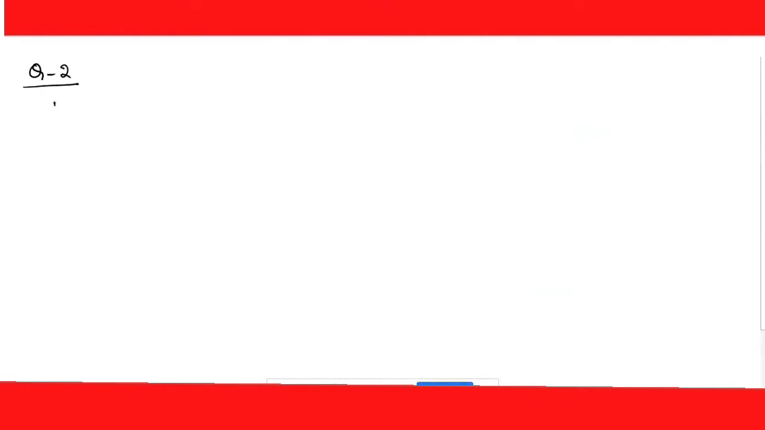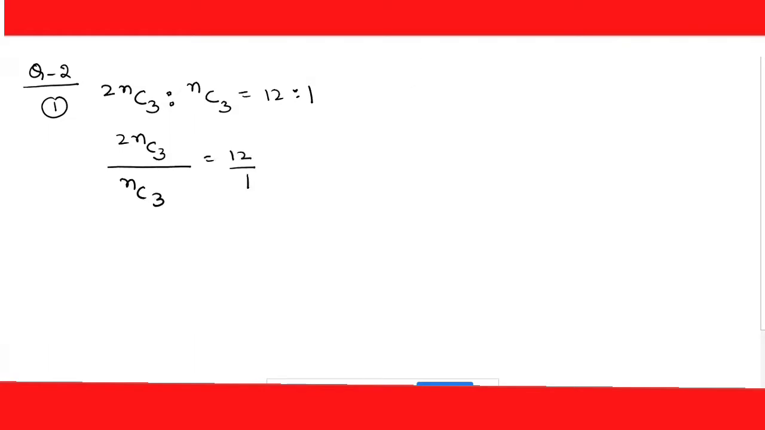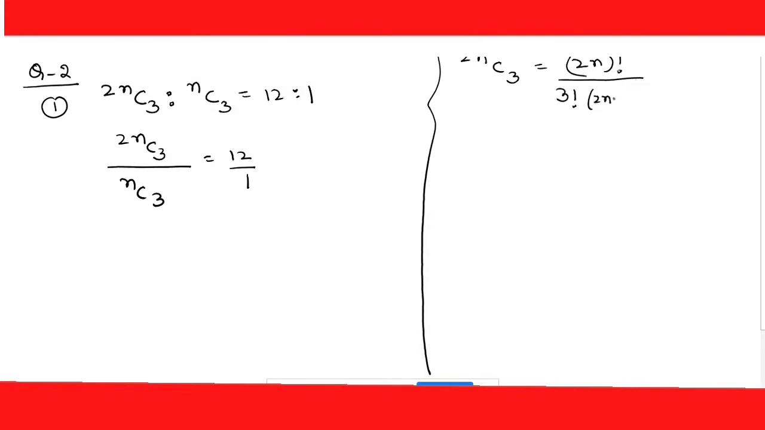It is a typical one. 2nC3 is to nC3, they are differing with each other, 12 is to 1. That means 2nC3 over nC3 is equal to 12 is to 1. Now just find the value over here. 2nC3 is factorial 2n over factorial 3 times factorial 2n minus 3.